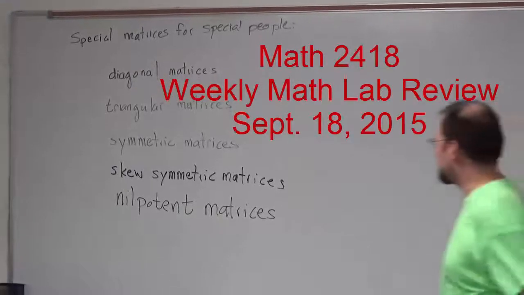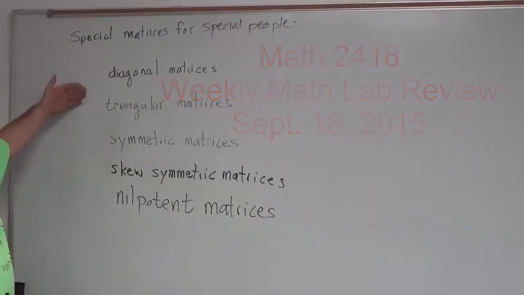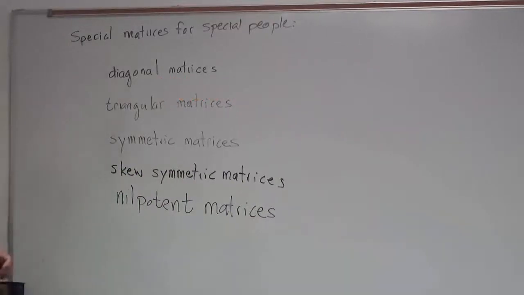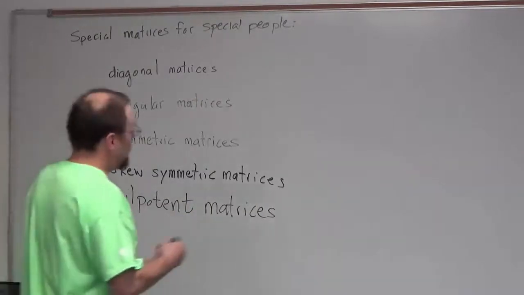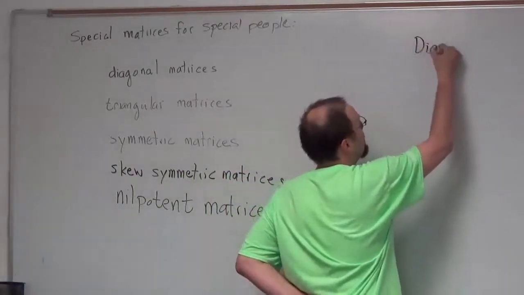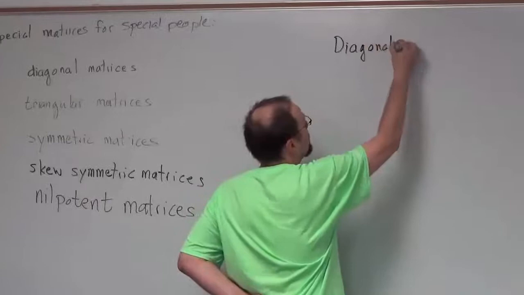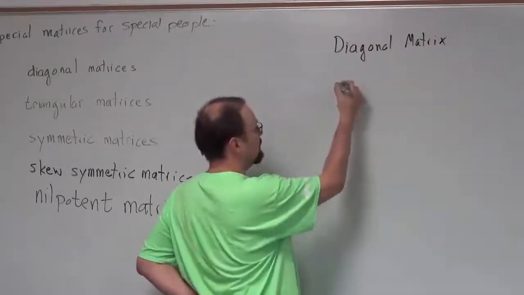Okay, let's talk about some special matrices. We have just some of them: diagonal matrices, triangular, symmetric, skew-symmetric, nilpotent matrices. Okay, so diagonal matrix. It's easy to remember.